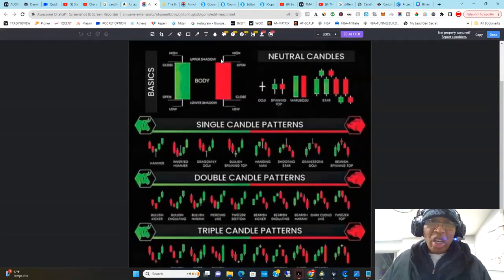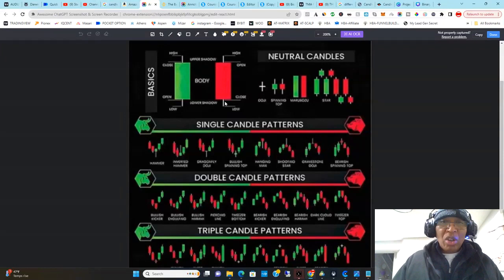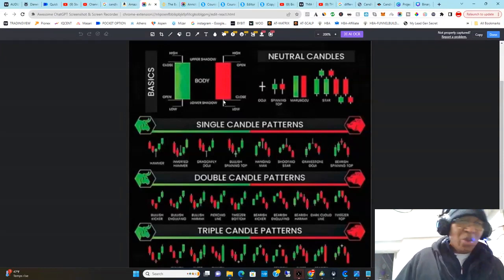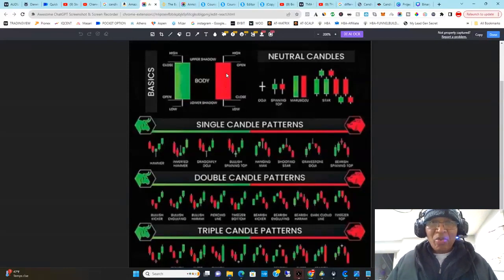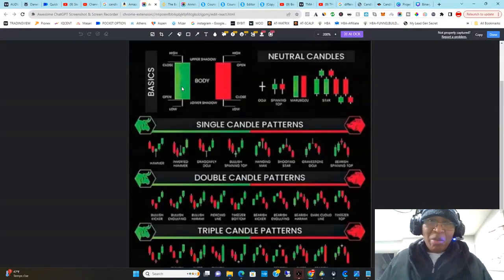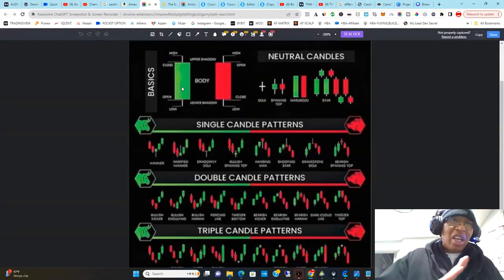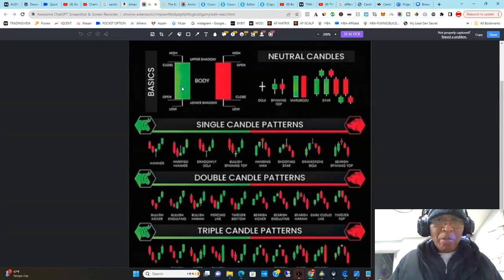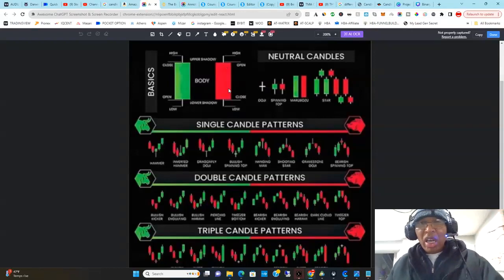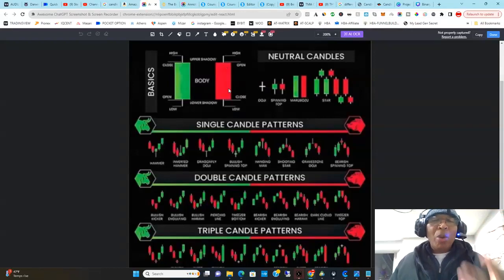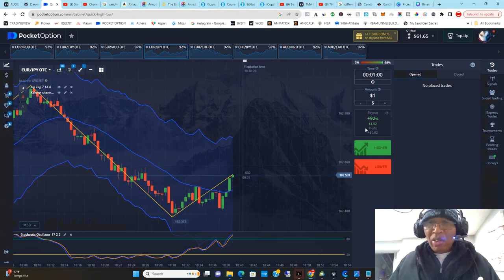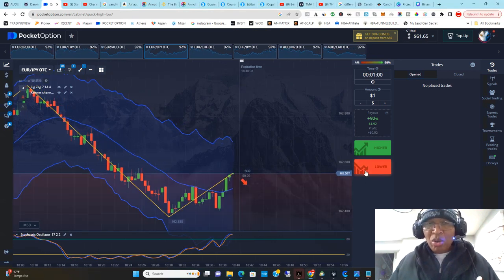Same thing with the bearish candle, the red one. It opened high and closed lower, so the asset value went lower. That is a bearish trend. Bears means going down, bulls means going up. When the asset value is going up, we're talking about a bullish trend. When it is going down, we're talking about a bearish trend, and we'll be looking for the sell options. That's what we're going to be taking.